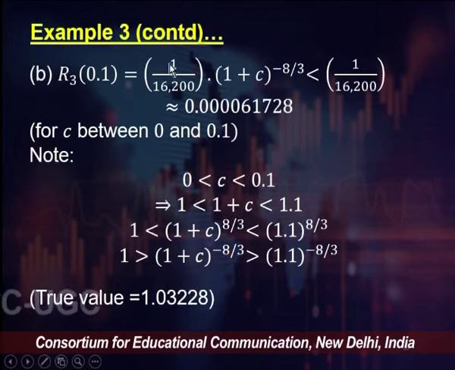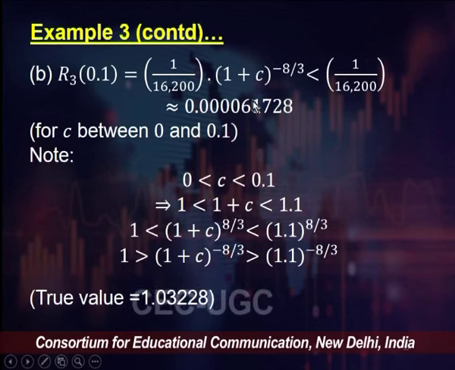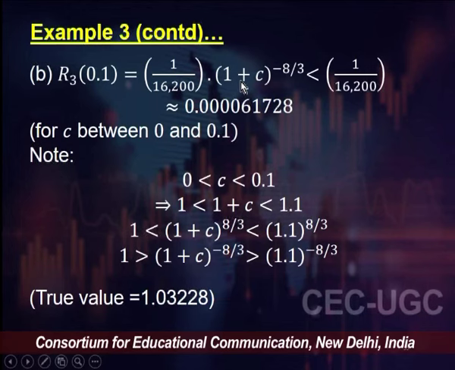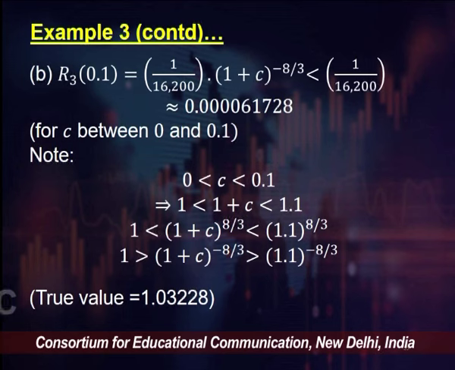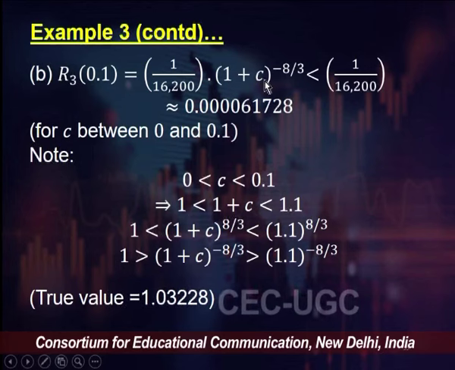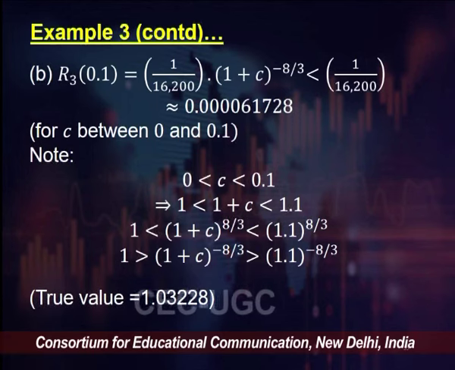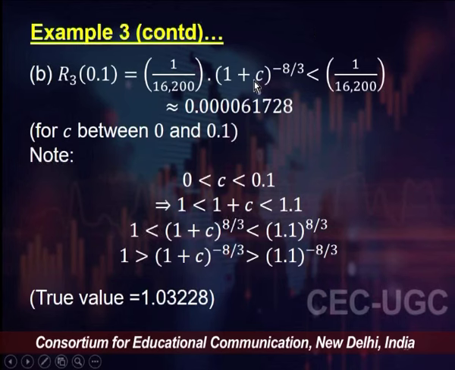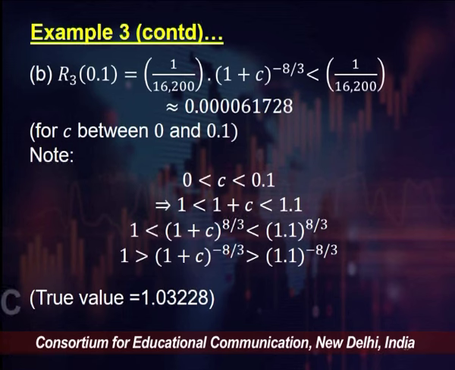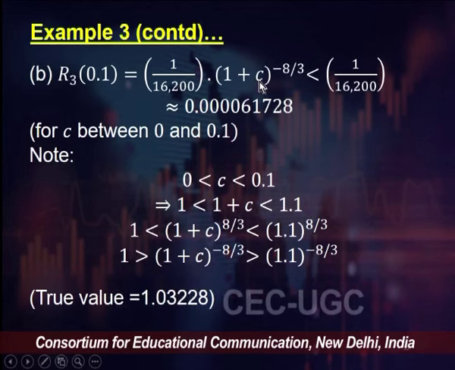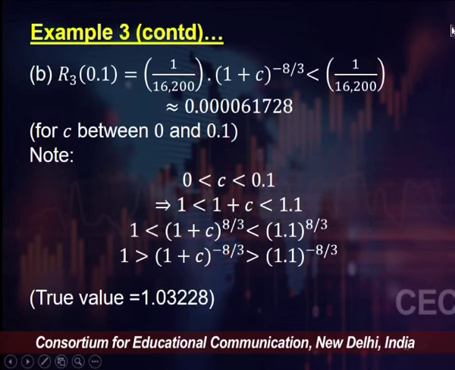Okay, so with this as the remainder, we can look at this expression, and again we are interested in the upper bound to the remainder. So you can see here that the upper bound will be this 1 plus c to the power minus 8 by 3. The upper bound is 1 here. It can also be seen intuitively by looking at this as if you put c equal to 0, that is the maximum, because c lies between 0 and 0.1, but because here c is positive, it takes on the maximum value when c is 0 actually. Okay. So the upper bound to this remainder is 1 by 16,200.